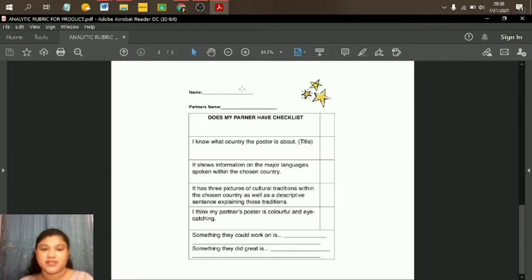So that's it for the types of performance assessment scoring, and now let us proceed to the different examples of it. First one is the checklist. So this is an example of a checklist. We have the name or the partner's name, or this is for self-assessment. This is an exchange of products, so it would include statements like I know what the poster is about, it shows information, and then they would just check here if it fits, and they would work on the sheet. So that's it for the first one, the checklist.